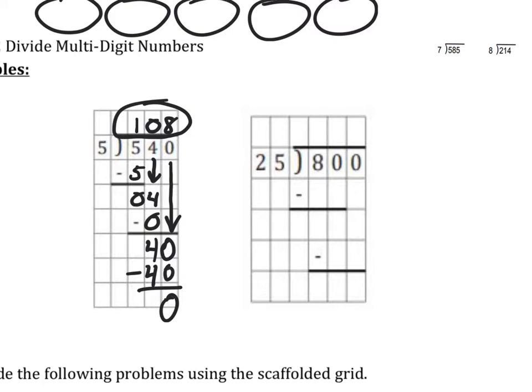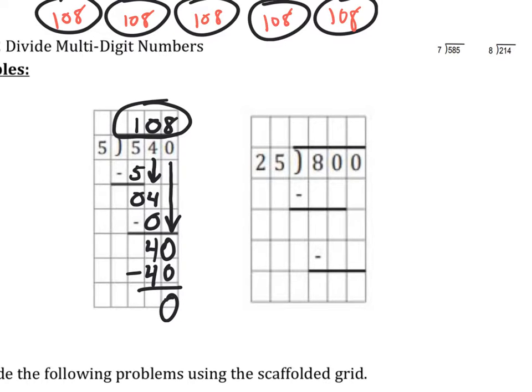I should go back and say to the previous problem here, how much money did each friend get? I'm going to go back for a second. Each friend would get $108.